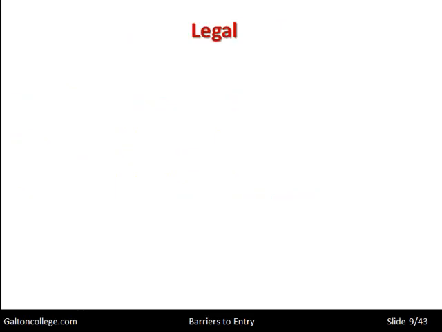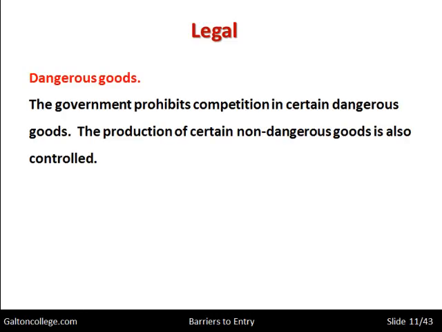There are also legal barriers to entry. For example, dangerous goods. Governments may prohibit competition in certain dangerous goods. The production of certain non-dangerous goods is also controlled. For example, if a company is producing, let's say, explosives under license for the government or for the military, the company has got, it's like a legal monopoly. The government doesn't allow everyone to produce explosives. That would be dangerous, to say the least.